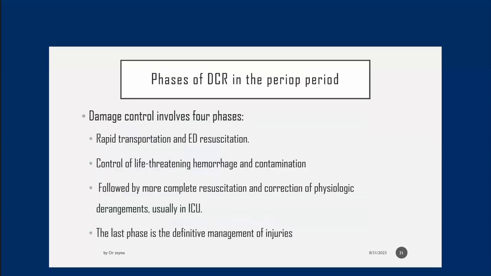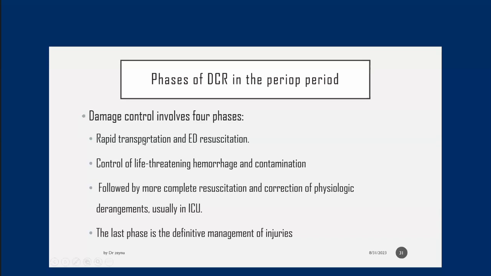So coming to the different phases of damage control resuscitation in the perioperative period, generally damage control resuscitation has four phases. The first phase is rapid transportation and some ED resuscitation. This is considered phase 0. It starts from the peri-hospital setup. Whenever the trauma or the casualty happens, particularly in the West, the EMS should deliver the patient early, so he will get the benefit from the time. So phase 0 happens in some part of the ED resuscitation plus the peri-hospital setup.